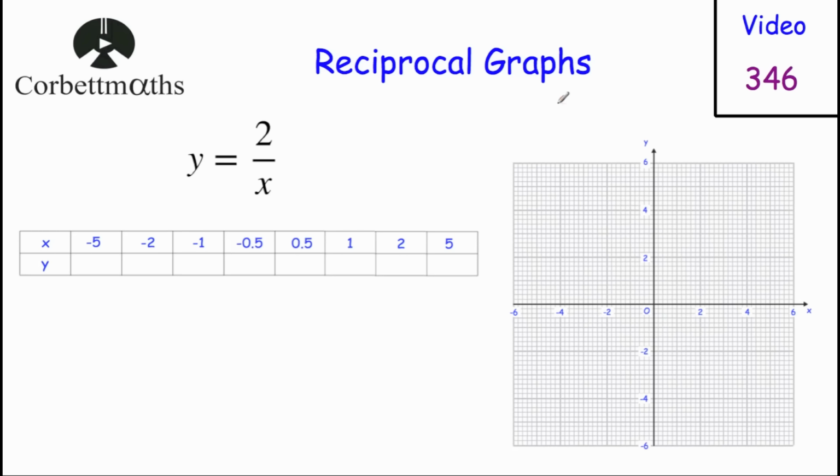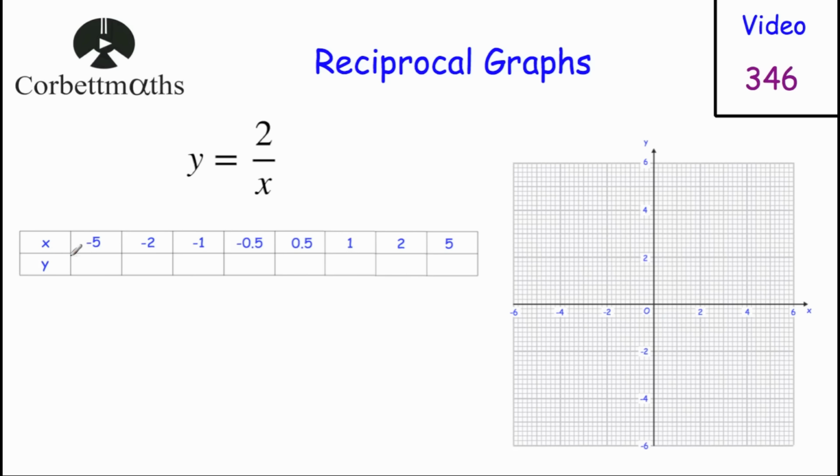So our next topic is reciprocal graphs, and this is video 346 on Corbettmaths. A reciprocal graph is something in the form of y equals a number over x, so something like y equals 2 over x. You will have heard of the term reciprocal before whenever you're dividing by fractions, because instead of dividing by a fraction, you multiply by the reciprocal. That's what you get when you flip it over. And that's what we mean whenever we've got a graph in this format, y equals 2 over x. We'll also talk about the word reciprocal later on when we talk about negative indices in the number topics.